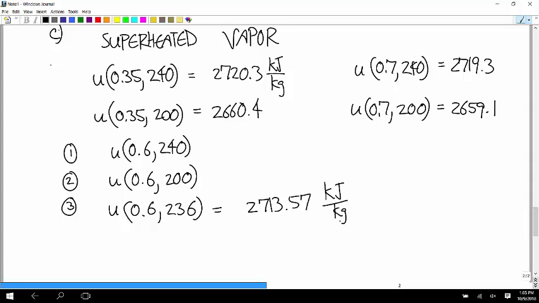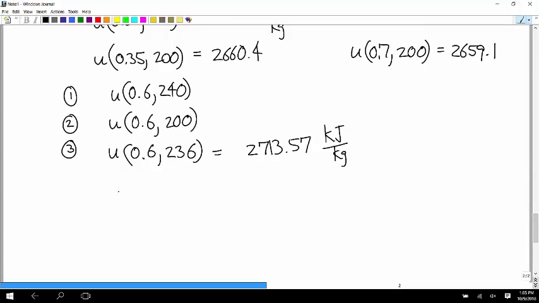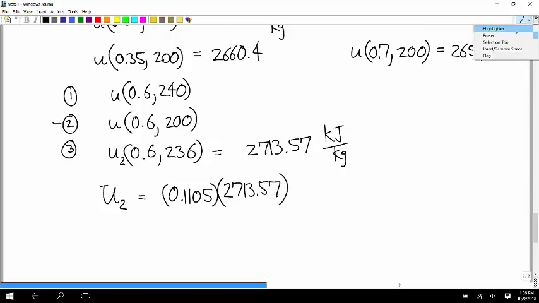Now you just have to remember what you're being asked in the problem. That's the big part of doing this problem. But we're looking for, so this is our little u2. We're looking for big U2, so it's going to be the mass, 0.1105 times little u, 2713.57. And you get a value of 299.77 kilojoules.